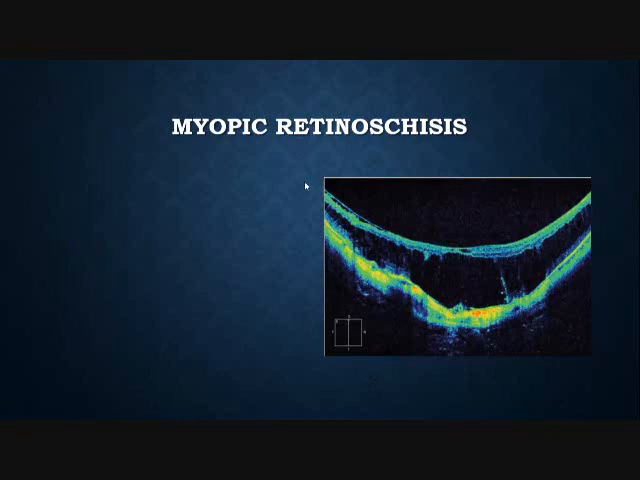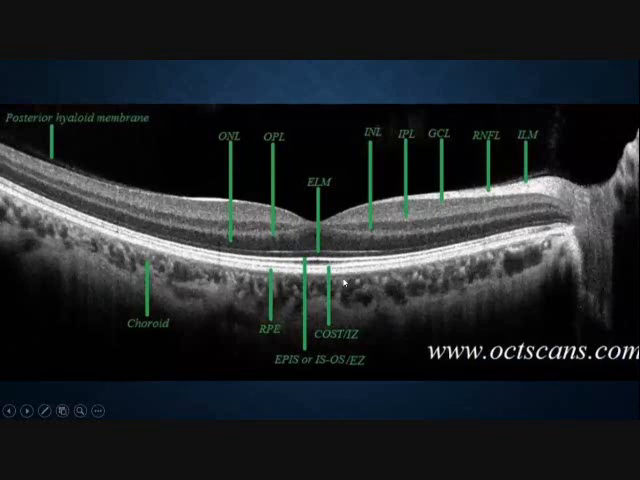Okay. So myopic retinoschisis, you can see the retinal layers are disrupted. And so again, if we see, starting from the outer layer, this is the choroid, then retinal pigment epithelium, here cone outer segments, then this layer is previously known as ISOS junction. Now it is called ellipsoid layer. And the fourth hyperreflective layer is external limiting membrane.